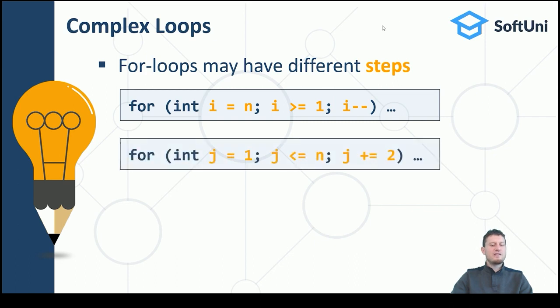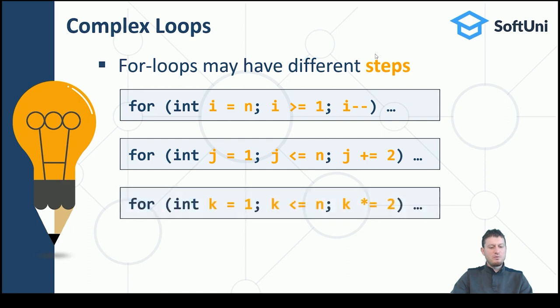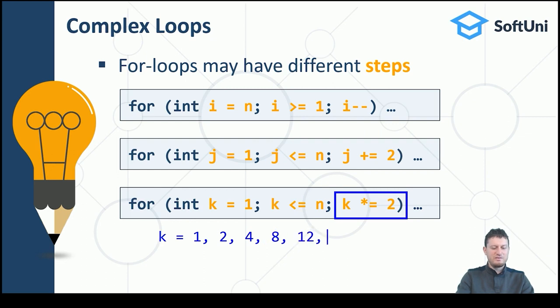This is another example where the step is 2. This is another example where the step is the previous value multiplied by 2. So here the values of k will start from 1, then 2, then 4, then 8, then 16, then 32 until it reaches n or something bigger than n.